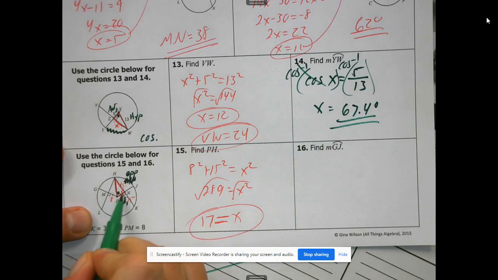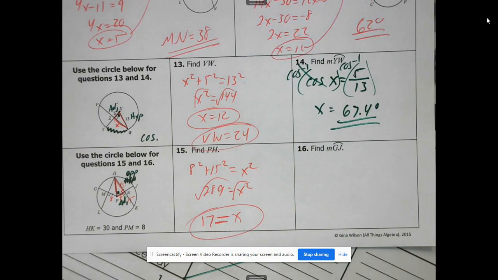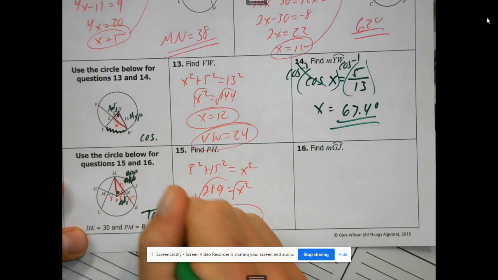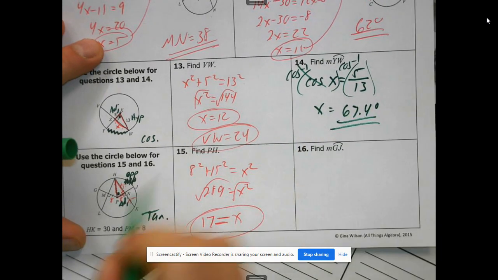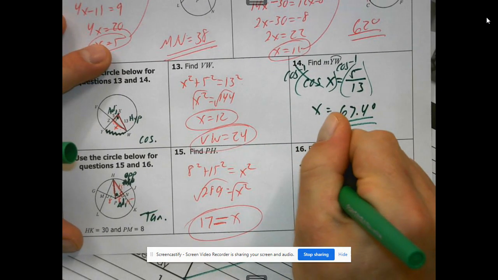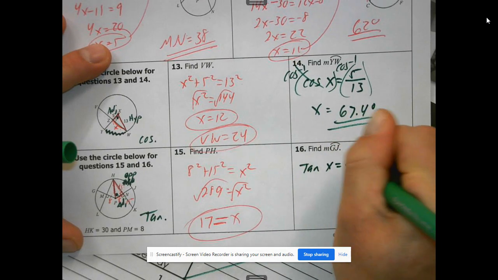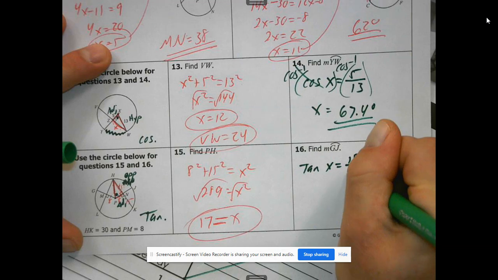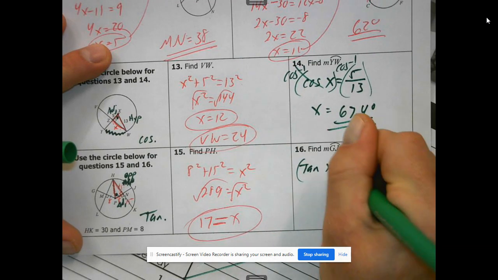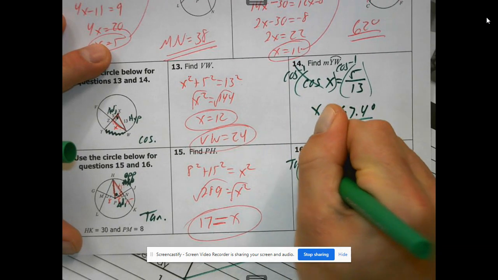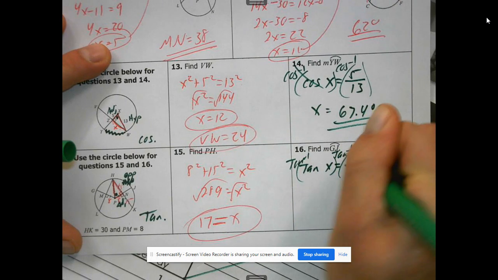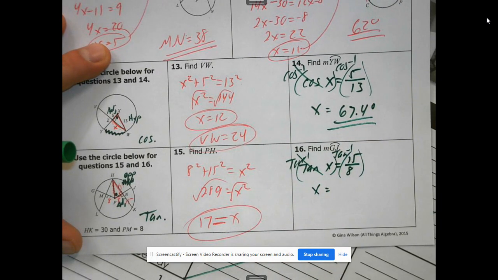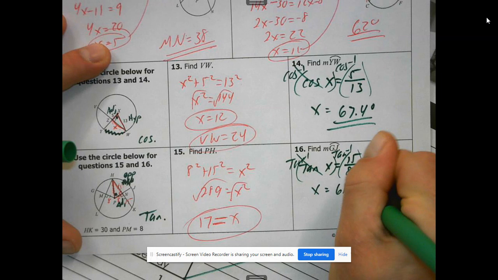The leg next to me is adjacent. The leg across from me is opposite. So if you have the A and the O to work with, you're going to use tangent. So here we go. Tangent of the unknown angle equals opposite 15 over adjacent leg 8. So inverse tangent, both sides. Cancel there. That comes out to be 61.9 degrees.